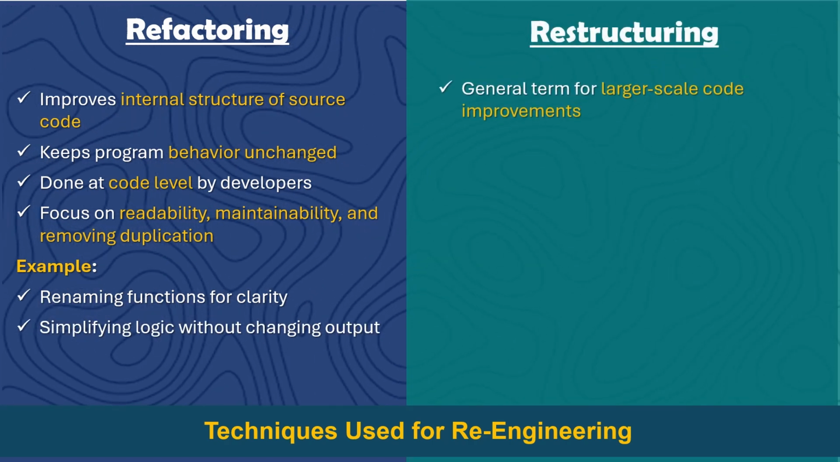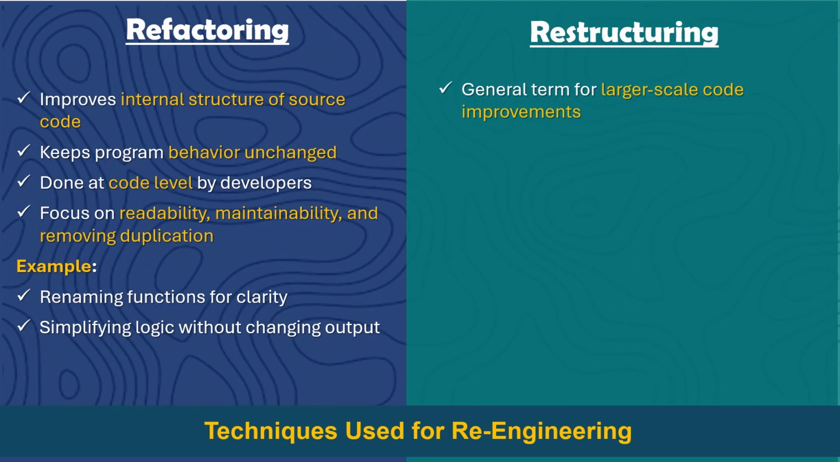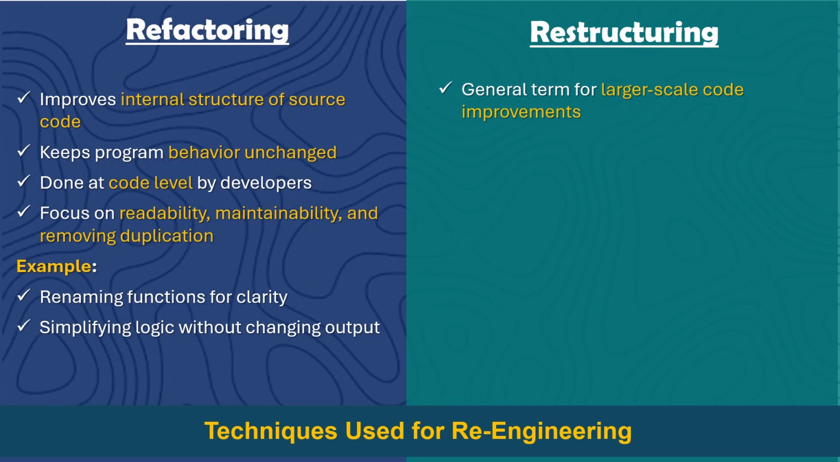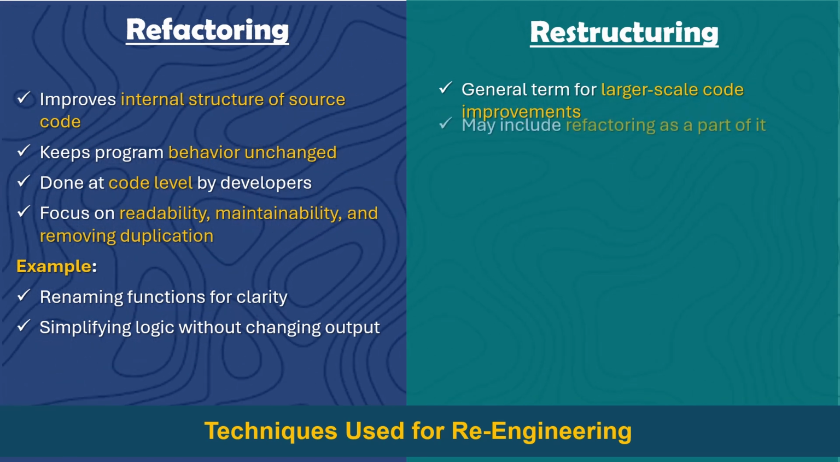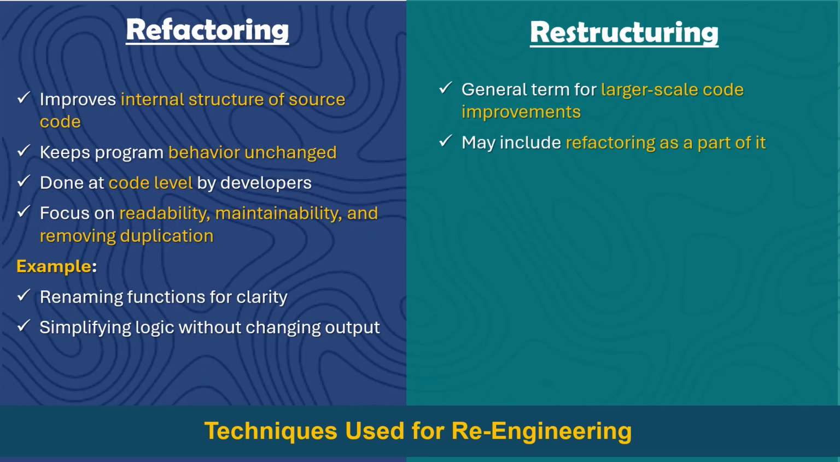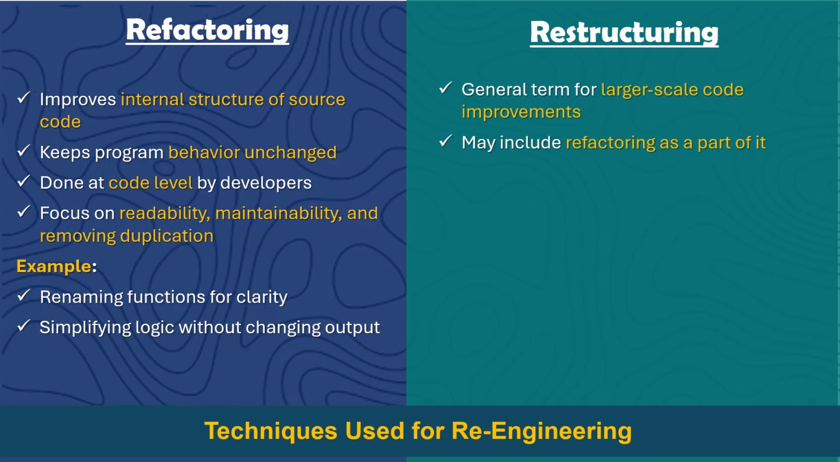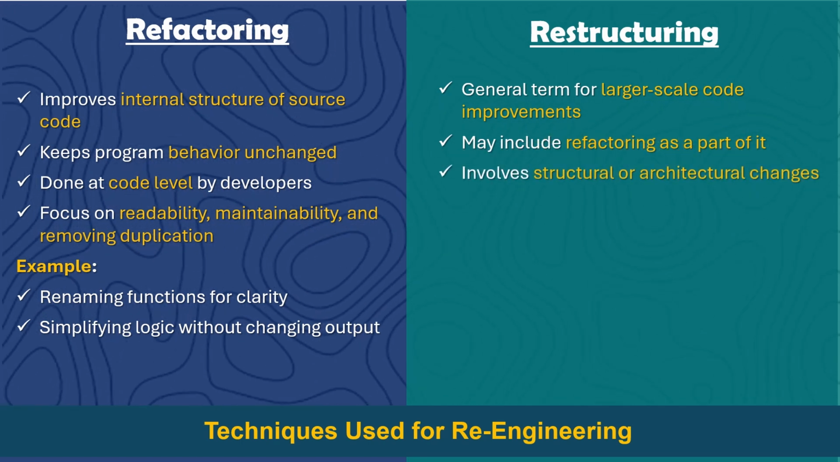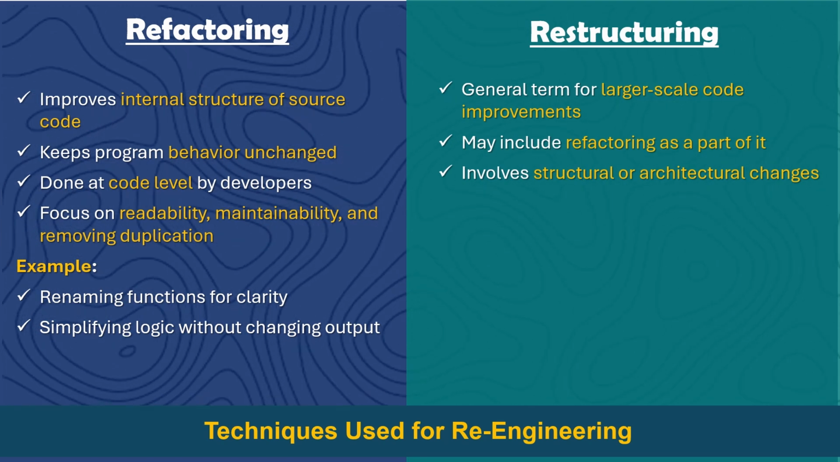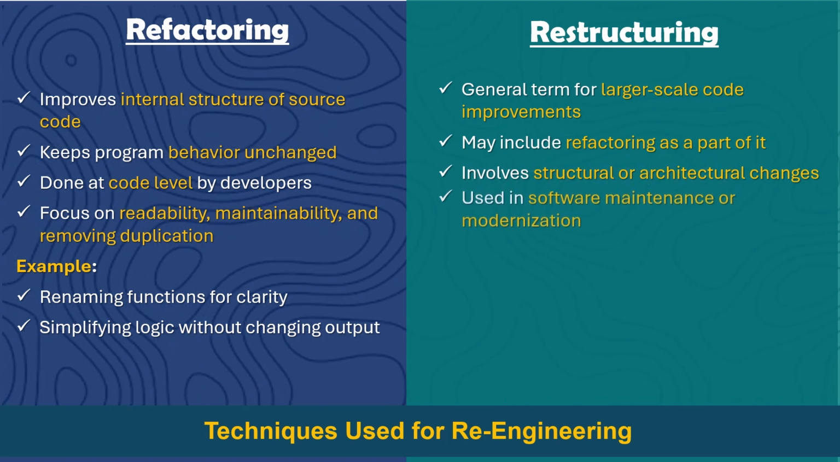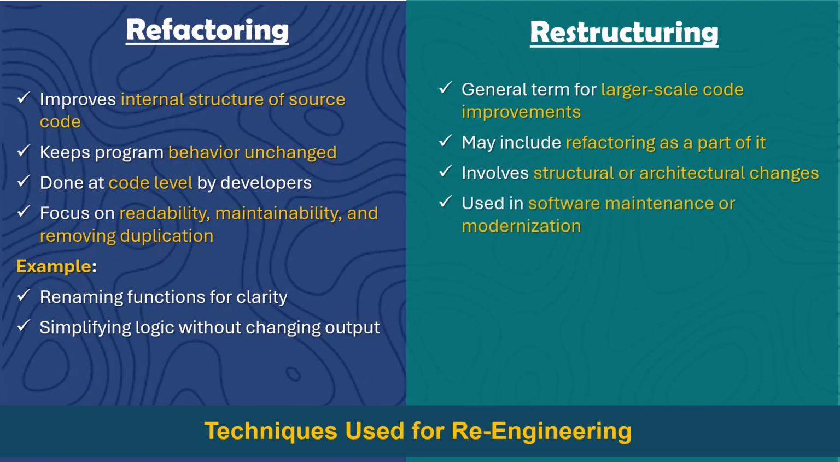Restructuring is a broader, more general term that includes refactoring but also bigger changes to the structure of the program. It can involve large-scale changes, and it may include reorganizing the modules, architecture, or even the control flow. It is used in software maintenance or modernization.